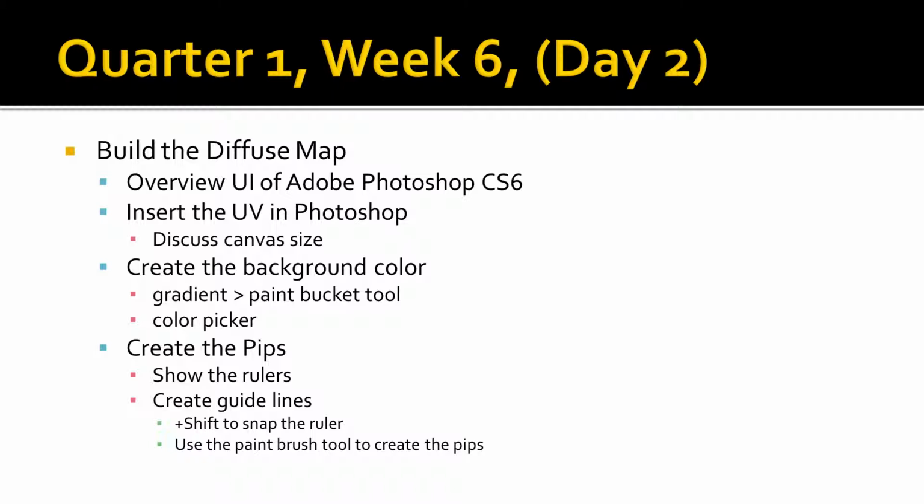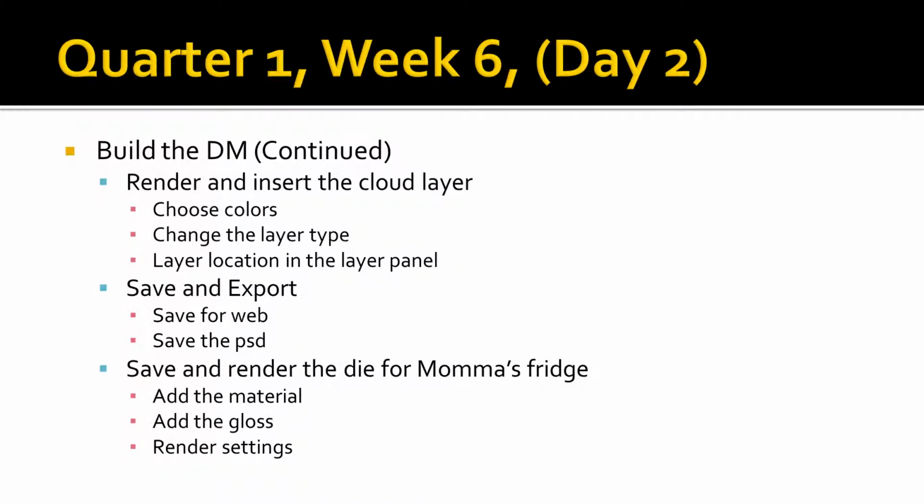Then we created our pips. We adjusted rulers and created guidelines. And then we talked about holding shift to snap the ruler to a logical number instead of having it really granular. Then we rendered and inserted a cloud layer that was black and white and turned it into a multiply layer, and made sure the layer location was such that it was a subtle modification over all of the layers that we have so far.